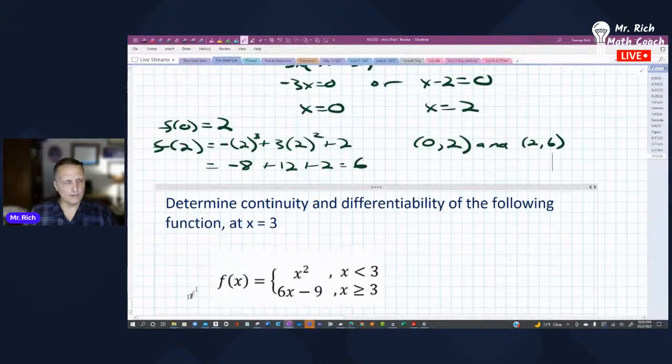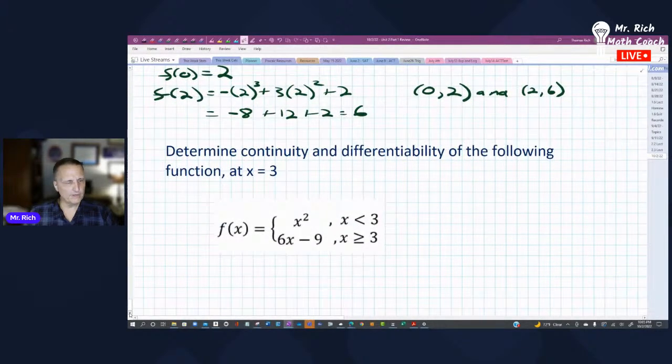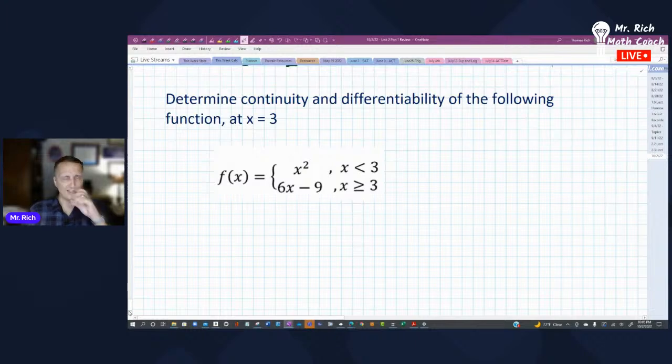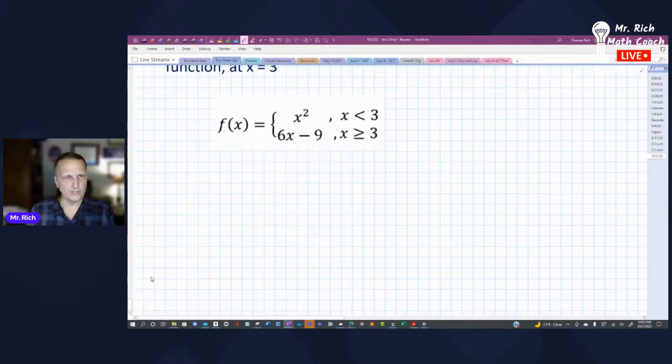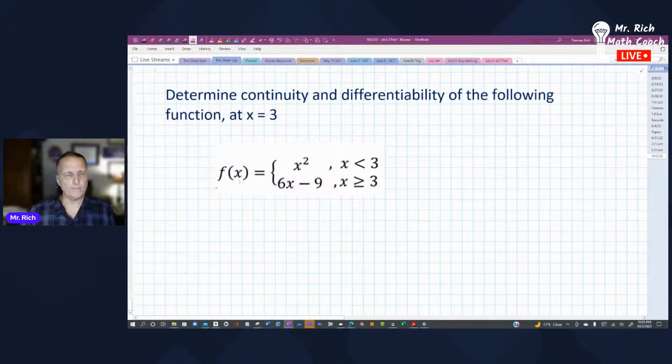Determine, and this really is my last problem here that I'm going to work tonight. And it has to do with continuity and differentiability of a piecewise function. So I want to just review real quick what it is when we say a function is continuous. This really comes from the previous unit. So for a function to be continuous, f of x is continuous at x equals c if the following three things are true. f of c must exist.